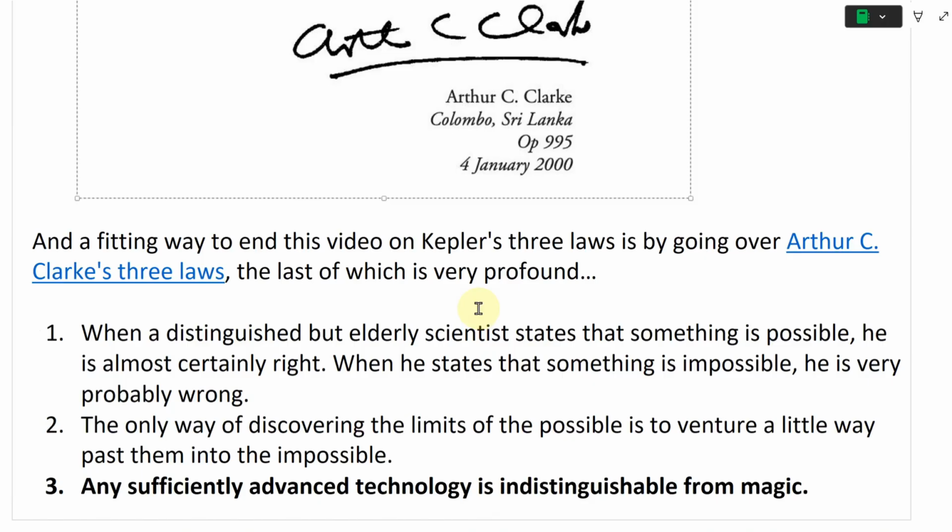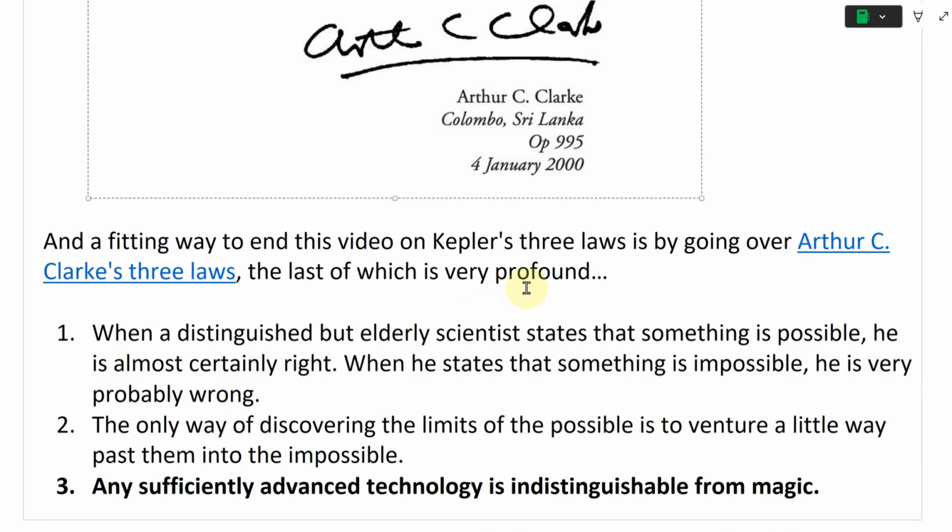Interesting. And the fitting way to end this video on Kepler's 3 laws is by going over Arthur C. Clarke's own 3 laws, and I had no idea he had them. And the last of which is very profound. This again is Wikipedia on his 3 laws. So yes, what are the absolute odds that I make a video on Kepler's 3 laws, and then I somehow come across Arthur C. Clarke's 3 laws, and again, geosynchronous orbit is named after Arthur C. Clarke. And then somehow that all ties in together.